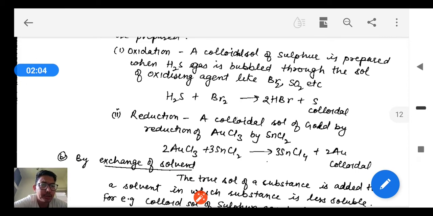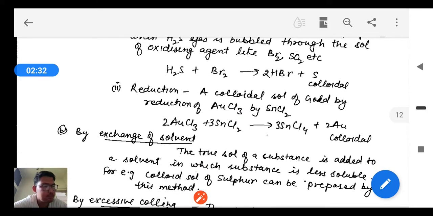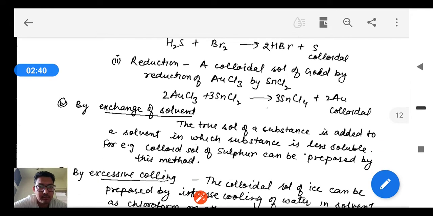Second is by reduction method. So colloidal solution of gold, this is gold chloride. Okay, so this AuCl3, its reduction is done by tin chloride. Now it leads to formation of tin tetrachloride, and colloidal solution of gold is formed in this process. So these examples are very important for you to remember, because the question is asked from this section.